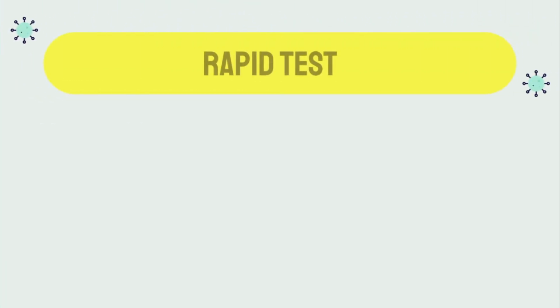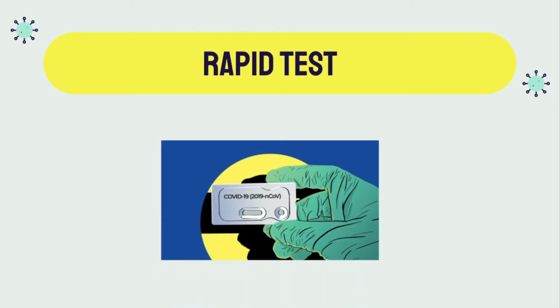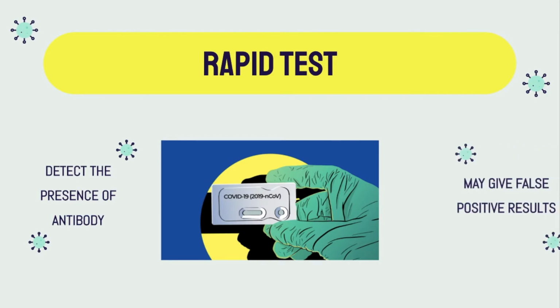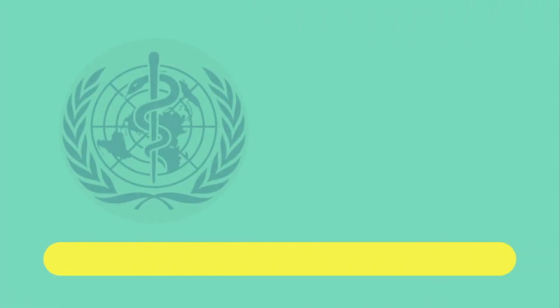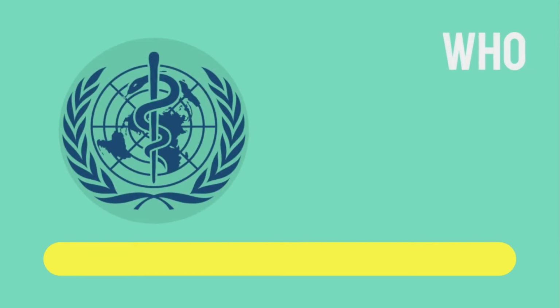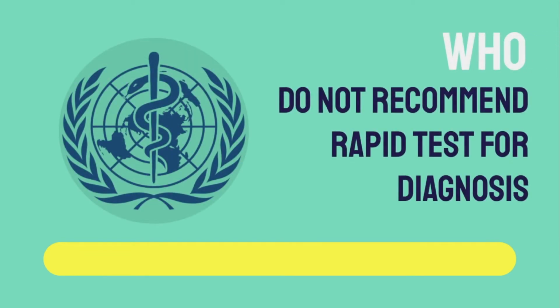The most common rapid diagnostic test that has been marketed globally is the rapid test. This rapid test kit is able to detect the presence of antibodies in the blood samples of people that may have been infected by the coronavirus. However, this RDT has drawbacks because it may give false positive results. Thus, WHO does not recommend the use of antibody detecting rapid diagnostic tests for patient care.